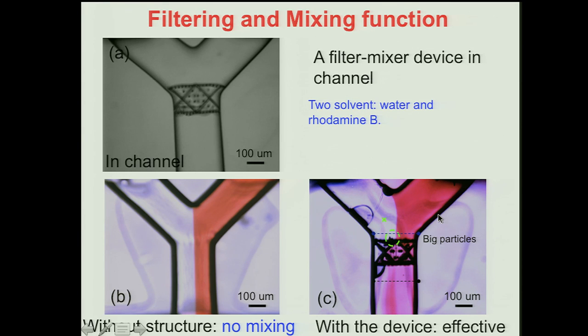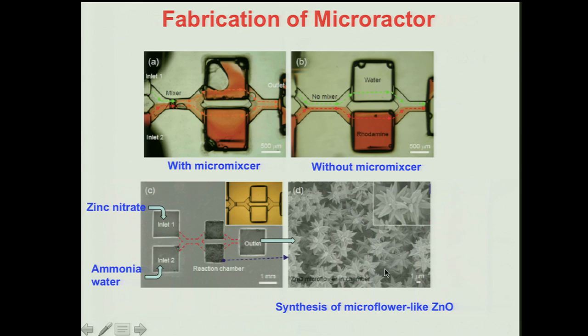Then the same micro-mixing components were integrated into a three-dimensional glass microfluidic like this. In this case, the micro-mixer was integrated here. Again, this component showed very excellent mixing performance as compared with that without the micro-mixer. And this integrated biochip was used as a micro-reactor to synthesize microflower-like zinc oxide. For this synthesis, zinc nitrate was introduced into the upper inlet while ammonia water was introduced into the lower inlet. Then each solution can be efficiently mixed by the micromixer, and finally, microflower-like zinc oxide can be synthesized in this reaction chamber.